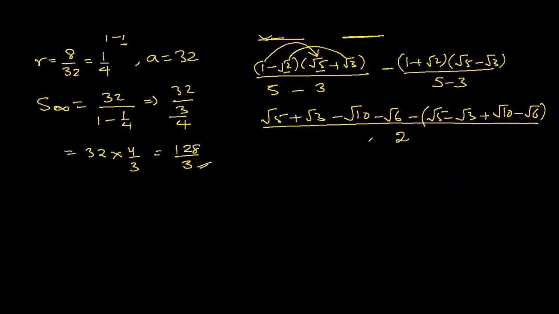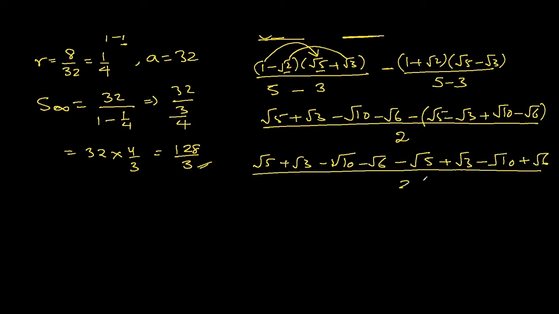Okay, so now let's open the bracket. So square root 5 plus square root 3 minus square root 10 minus square root 6 will remain the same, but this will become minus square root 5 plus square root 3 minus square root 10 plus square root 6, over 2. And we can see that square root 5 and minus square root 5 will get cancelled out. Minus square root 6 plus square root 6 also cancel, and the rest of them are the same. So square root 3 plus square root 3 will be 2 square root 3. Square root 10 minus square root 10 will be minus 2 square root 10 over 2.